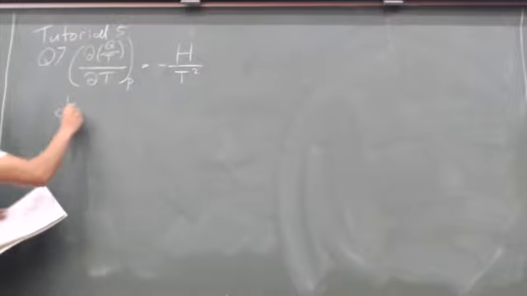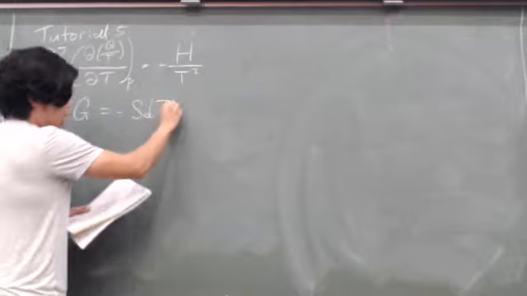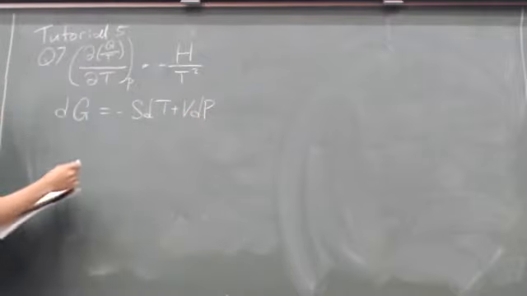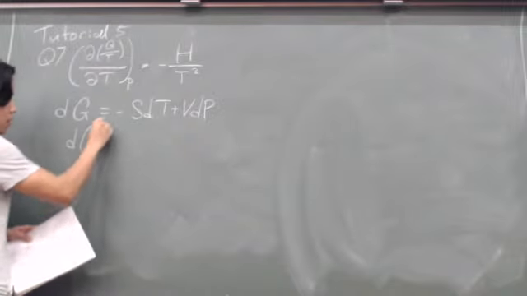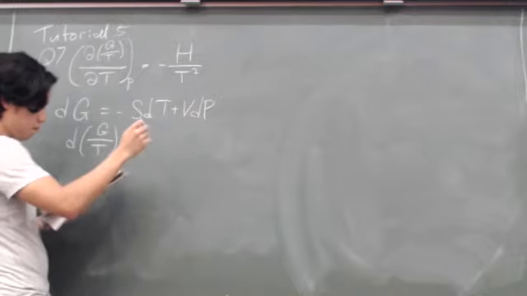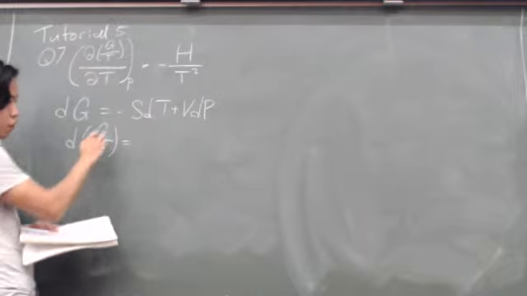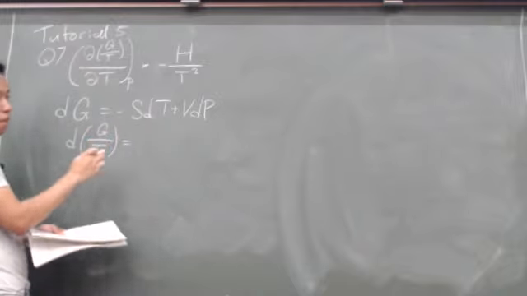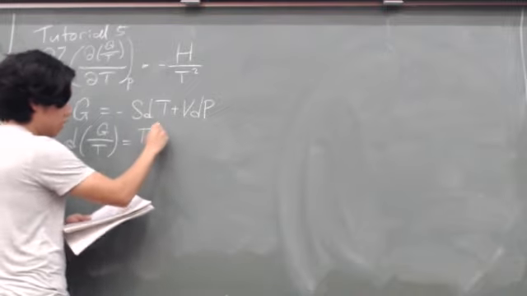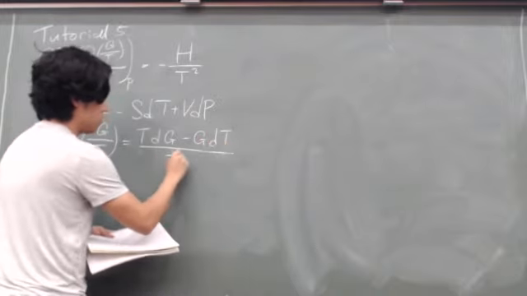Okay, so your normal Gibbs function, minus S dT plus V dP. So if you divide it by T and then find d(G/T), you would just do this not with this expression, but in general, if you just pretend these are two agnostic mathematical symbols, then it's just the quotient rule. So T dG minus G dT over T squared.